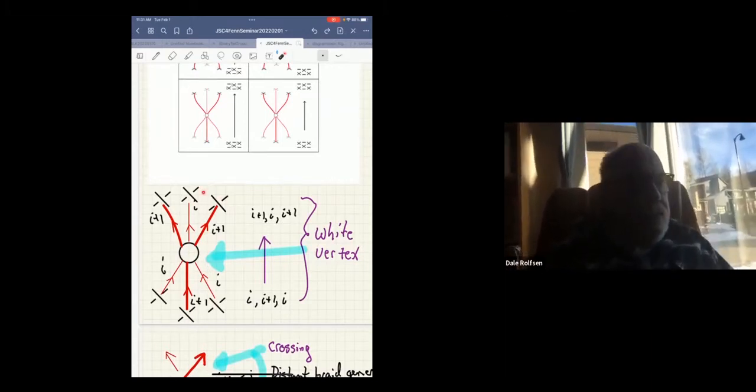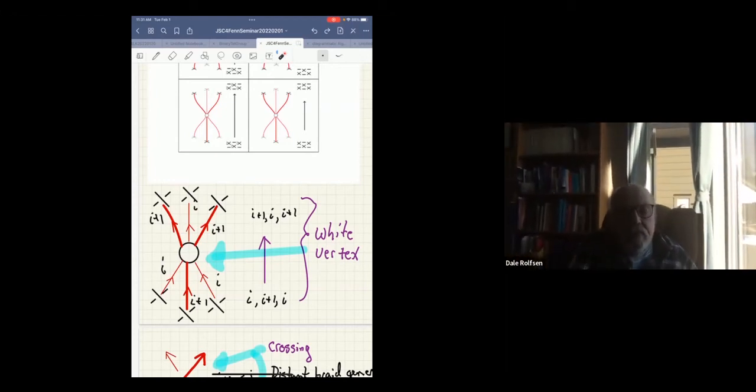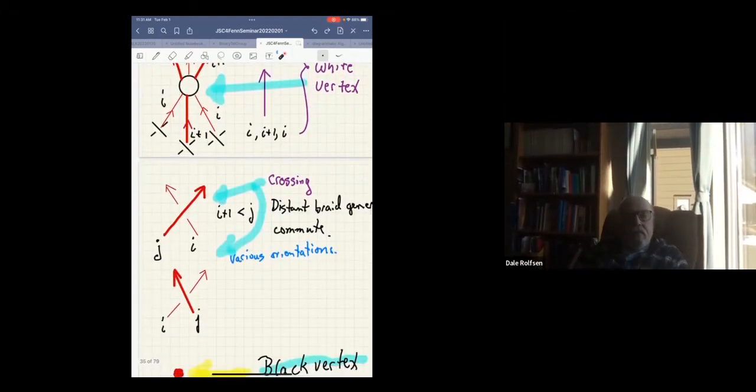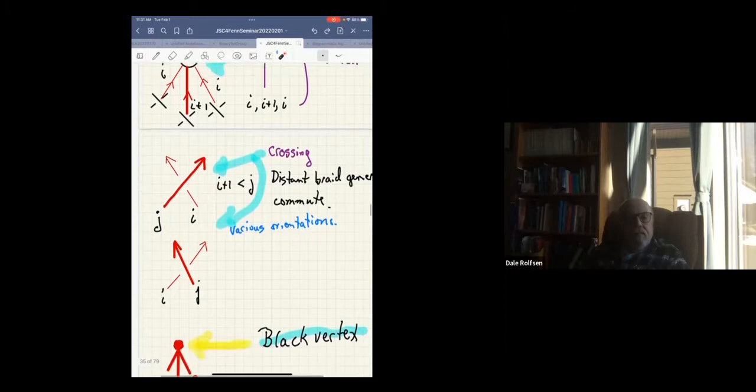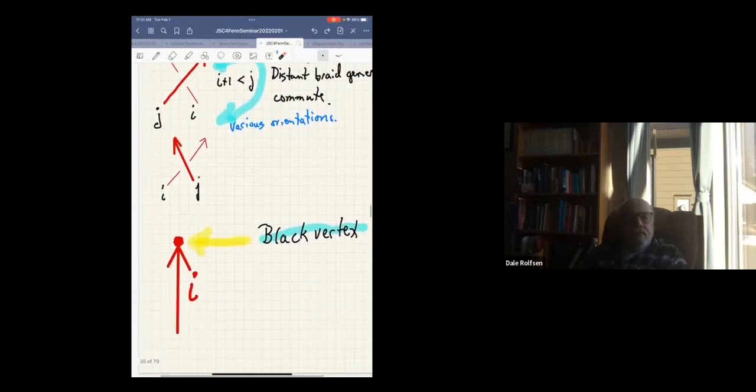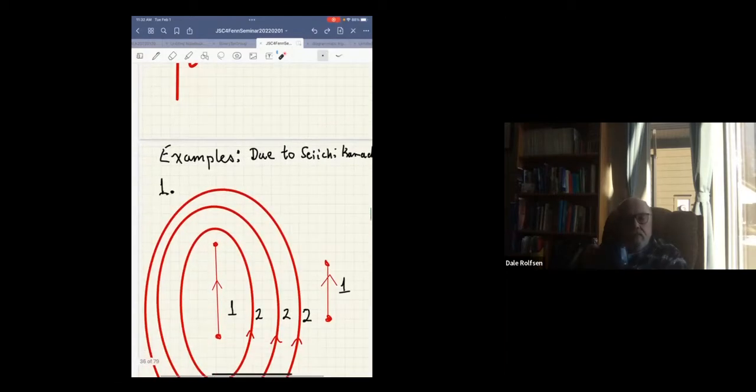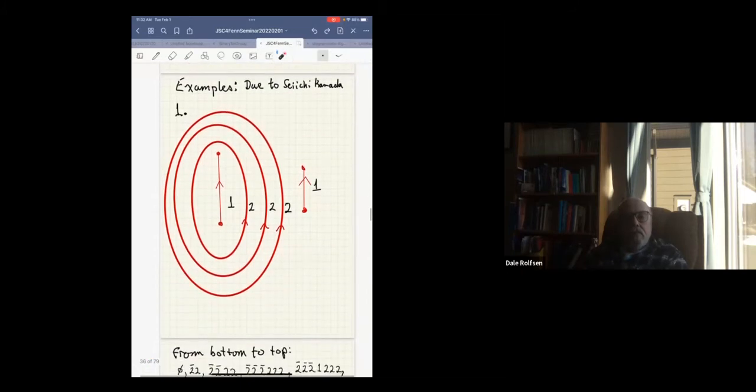We won't be adorning things with these serifs on them. We have crossings, which correspond to the distant braid generators. So as long as I plus 1 is bigger than J, then you get these crossings. There, of course, you also have other orientations involved here. And as I said, this is what we mean by a black vertex. So the totality of our glyphs are black vertices, crossings, white vertices, and maxima and minima. And this is a lovely example due to Seiichi Kamada.